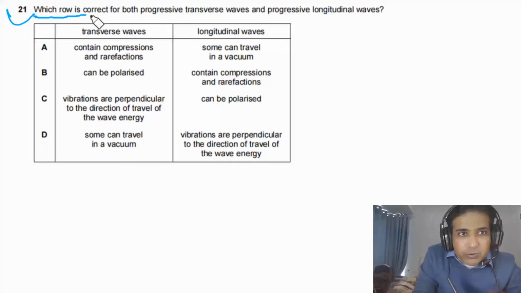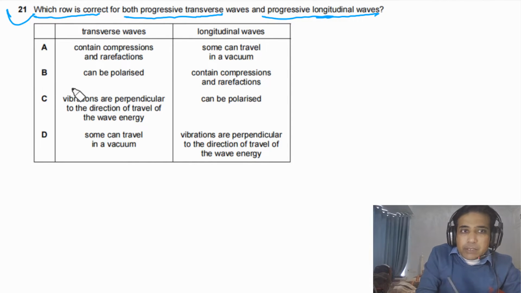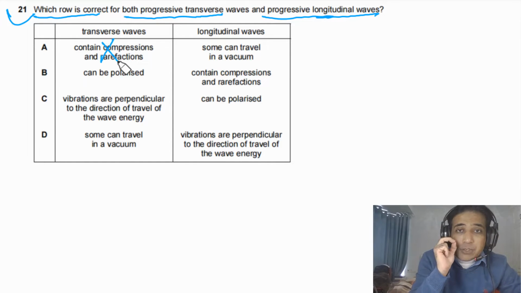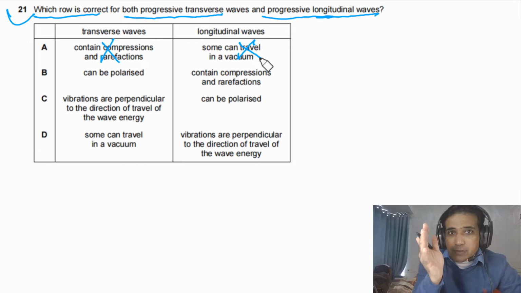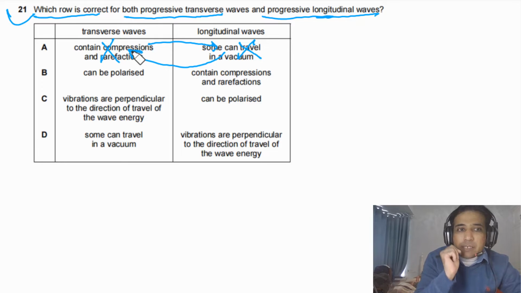Question 21 says which row is correct for both progressive transverse waves and progressive longitudinal waves? If you look at given options, first option says contains compressions and rarefactions. No, transverse waves do not contain compression and rarefaction. This is property of longitudinal waves. Some can travel in vacuum. No, longitudinal waves cannot travel through vacuum. So this is property of longitudinal waves and this is property of transverse waves. So option A is not correct.